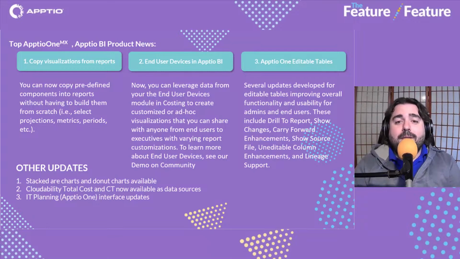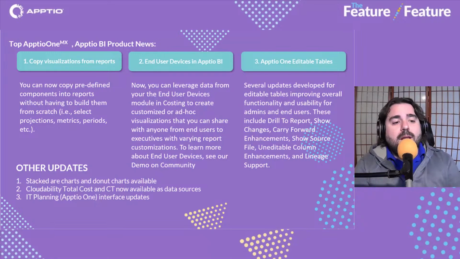And then we keep having these improvements to the editable tables in Apptio One. I know our product team is extremely excited about that as well. They've been building those capabilities out progressively over the past several weeks and months. The updates include the drill to report, show changes, carry forward enhancements, show source file, uneditable column enhancements, as well as the lineage support there.